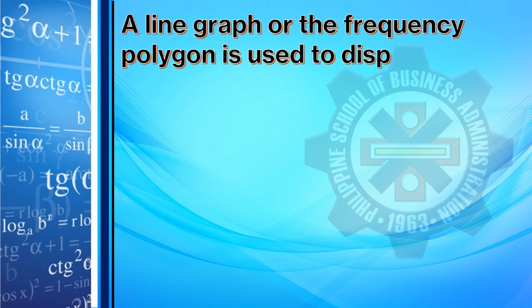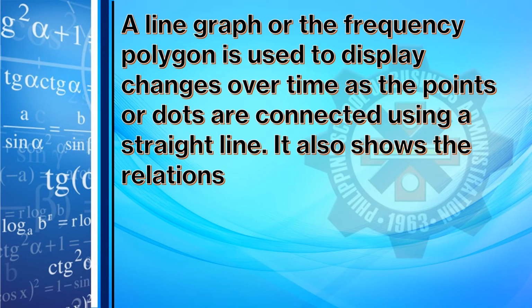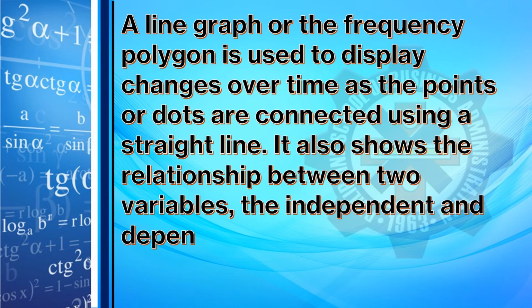Okay, so a line graph or the frequency polygon is used to display the changes over time as the points or dots are connected using a straight line. So sa line graph natin, ipinapakita natin dito yung changes or yung possible changes over a period of time. It also shows the relationship between the two variables, the independent and the dependent variables. Kasi nagbabago-bago nga naman yon, so kailangan makita din yung relationship ng independent and dependent variables.